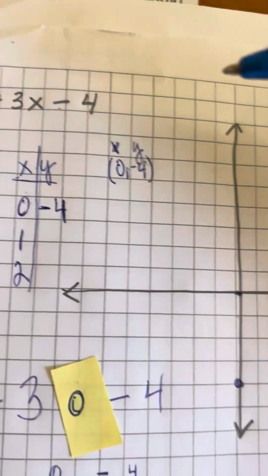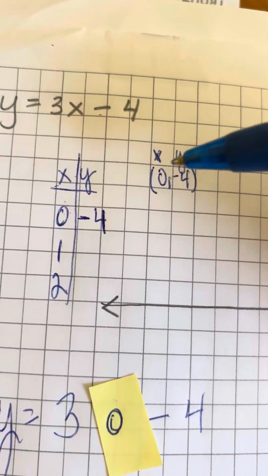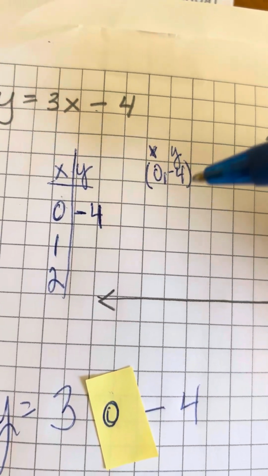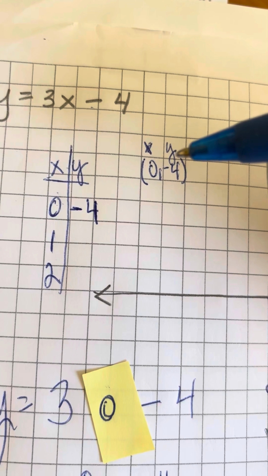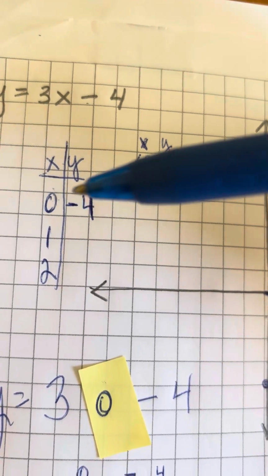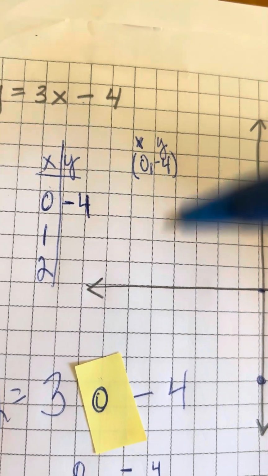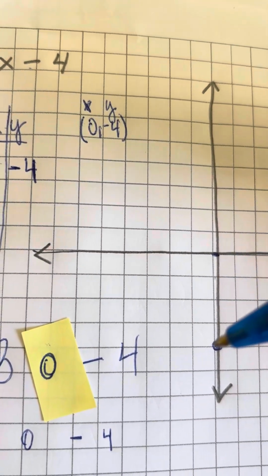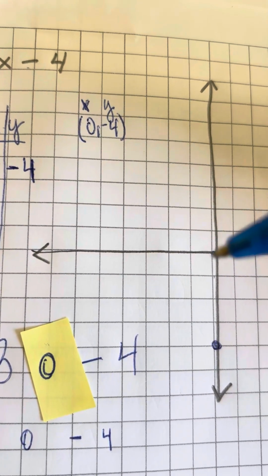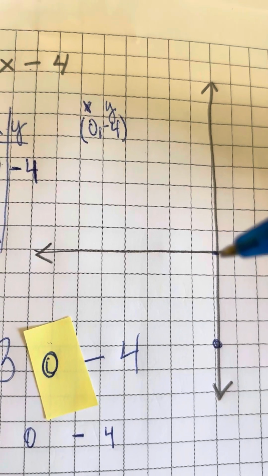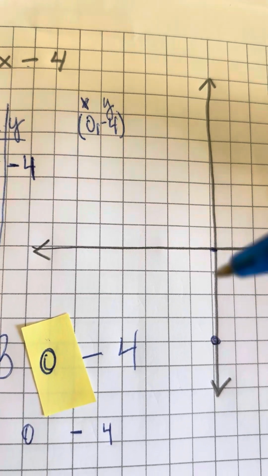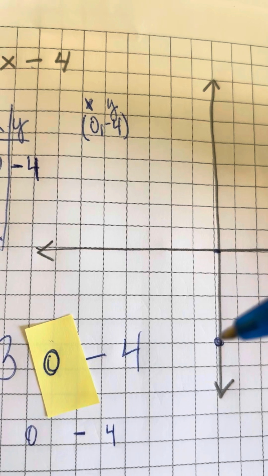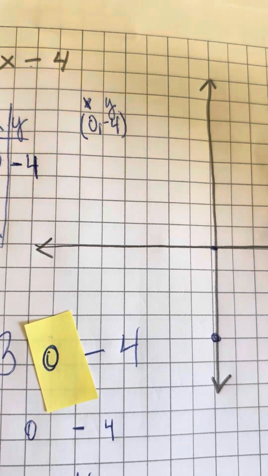Then I wrote the point as a coordinate. Remember, a coordinate has parentheses and an x and then a y. The x was 0 and the y was -4. That's what I solved for. Then I went over here and plotted (0, -4): no movement on the x-axis, but down 4. 1, 2, 3, 4, -4. Put a dot there.